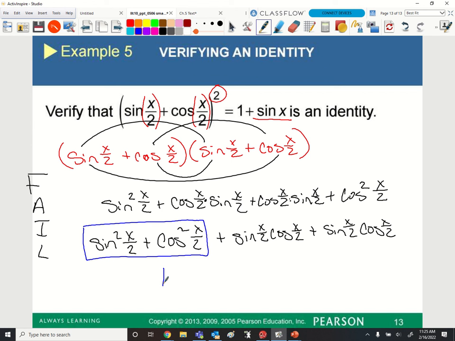Right? So let's pay attention to this next part. Sine x over 2 cosine x over 2 plus sine x over 2 cosine x over 2. Isn't it like, there's 2 of them, right? So can I combine them? They're the same thing, right? So how many of those do I have? I have 2 of them. So it's going to be plus 2 sine x over 2 cosine of x over 2. This is a different identity.